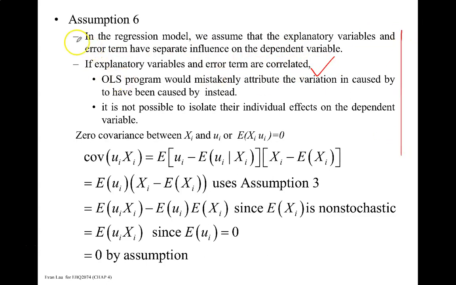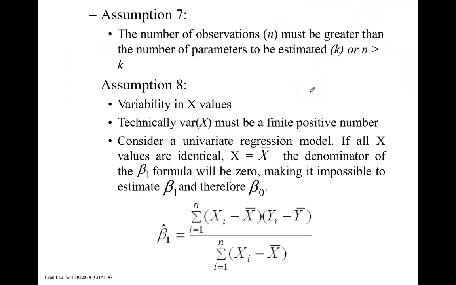The whole idea is that we want to know the impact of X towards Y. That's the main thing. And also we do not want the error term to disturb it, although it's called the error term, right? So we want to distinguish the impact of X towards Y from the impact of the error term, epsilon, towards Y. So this is assumption number 6.